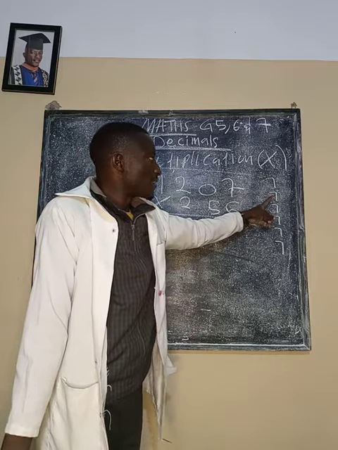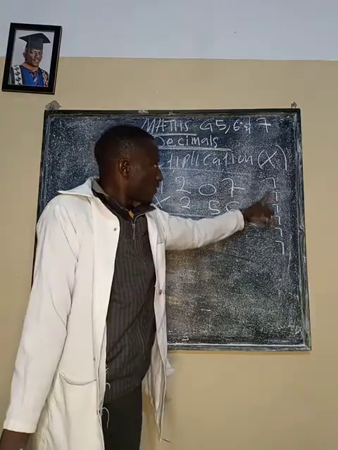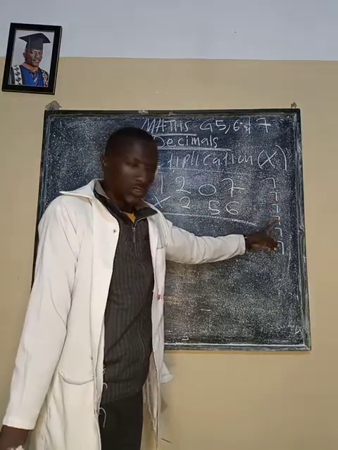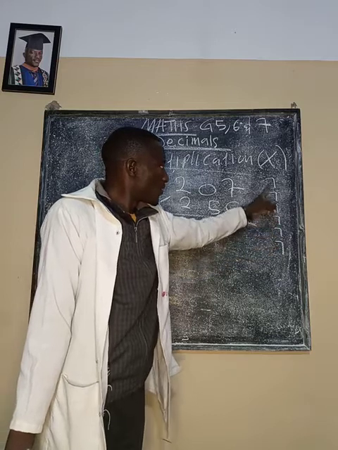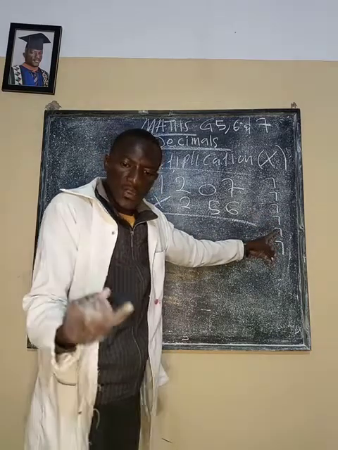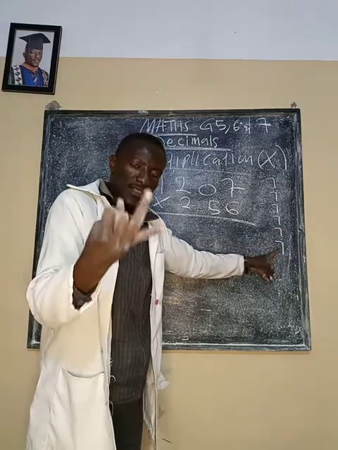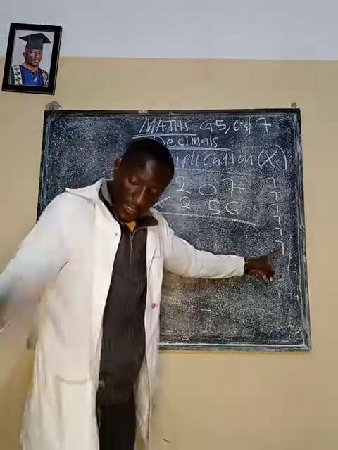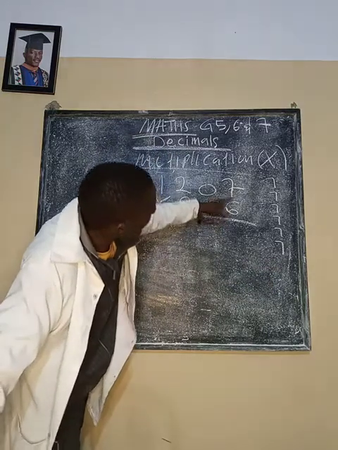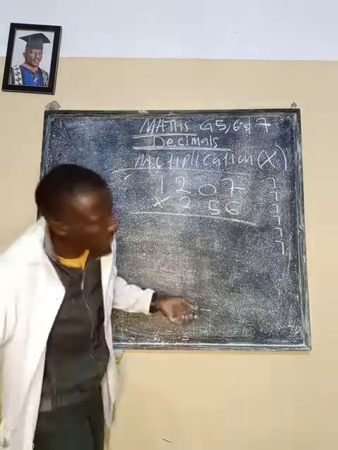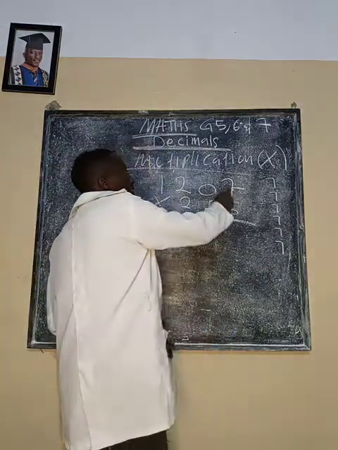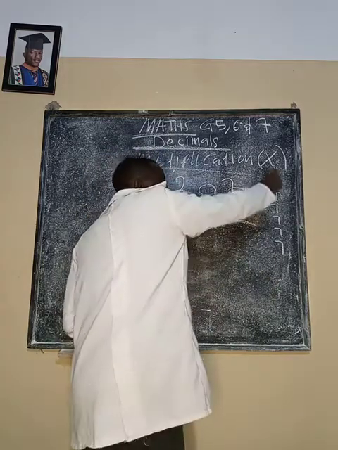So this and this, 14, 21, 28. So 28, 29, 30, 31, 32, 33, 34, 35, 36, 37, 38, 39, 40, 41, 42. So 6 times 7, it is 42. How did I get 42? I listed 7 how many times? 6 times, then I added all of them.